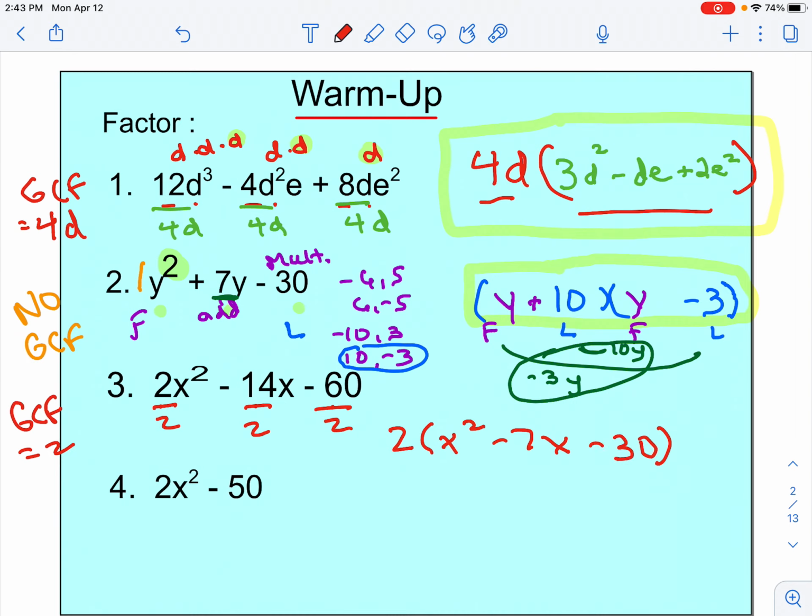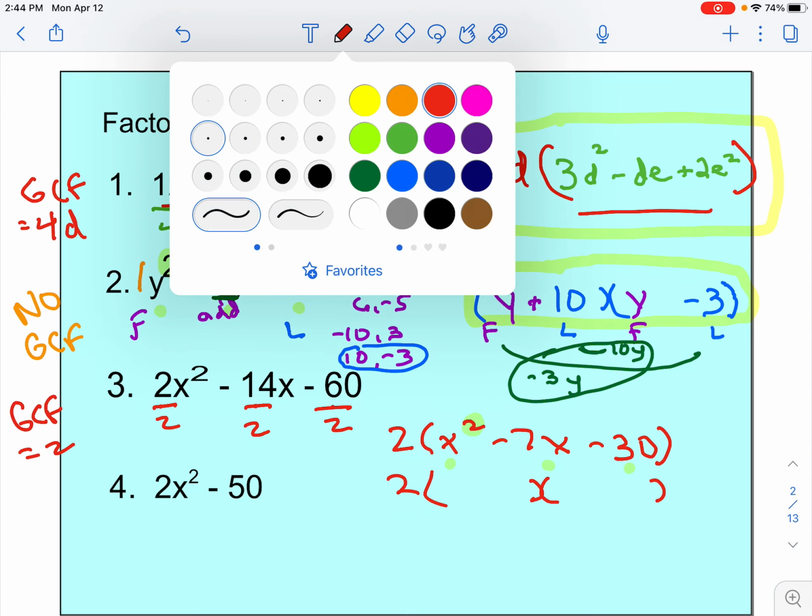Now, this is different from the one we did at the top because that was not a quadratic trinomial. But when we look at this one, we have a quadratic trinomial. So actually, we can try to factor this like we did in number 2. And if you notice, the numbers are very similar.